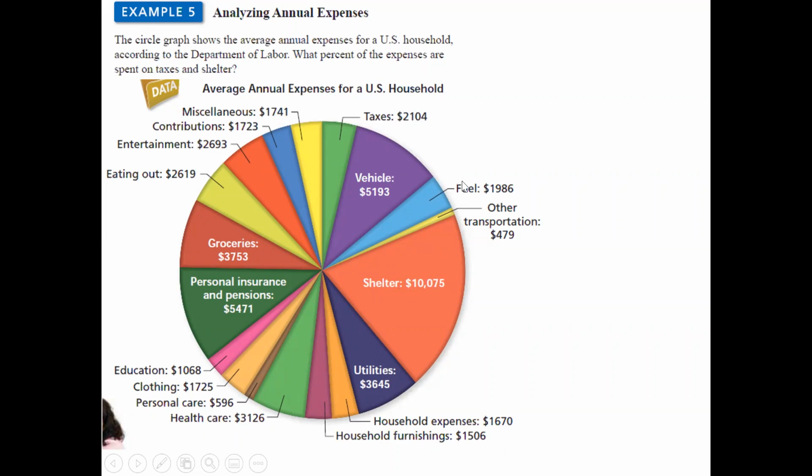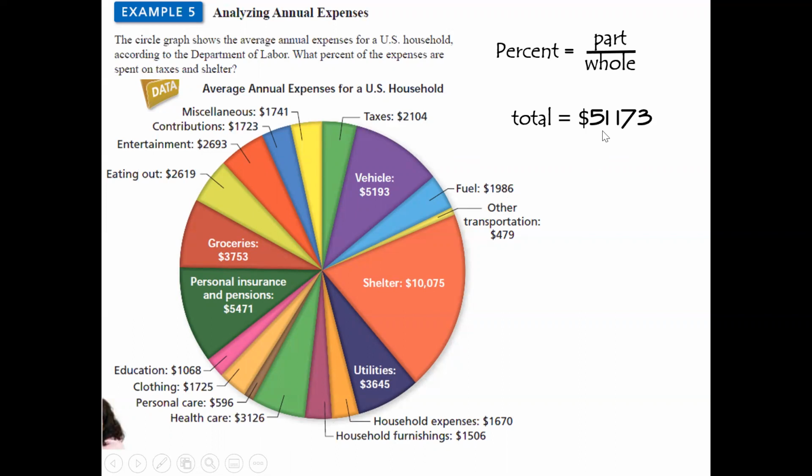And if you remember from a few chapters ago, what is percent? Percent is part divided by the whole, if you remember that. So we have the part, which is the taxes and the shelter. So let's take a look at that. We got to add everything up. So what is the total? If you add all this up, you're going to get 51,173. So if you add up this, you should get this number.